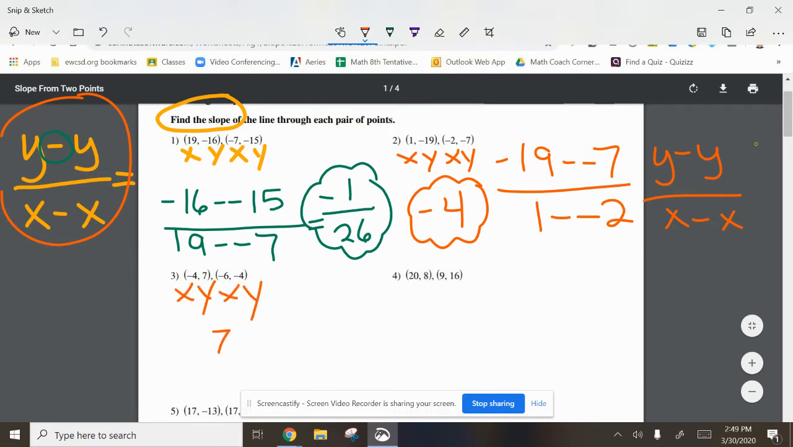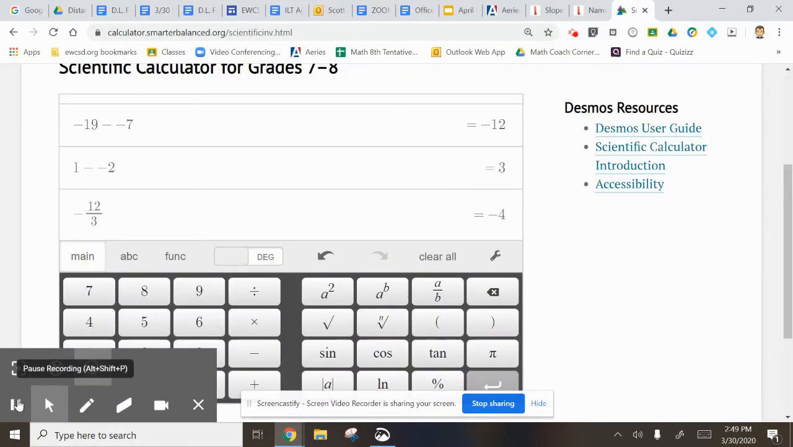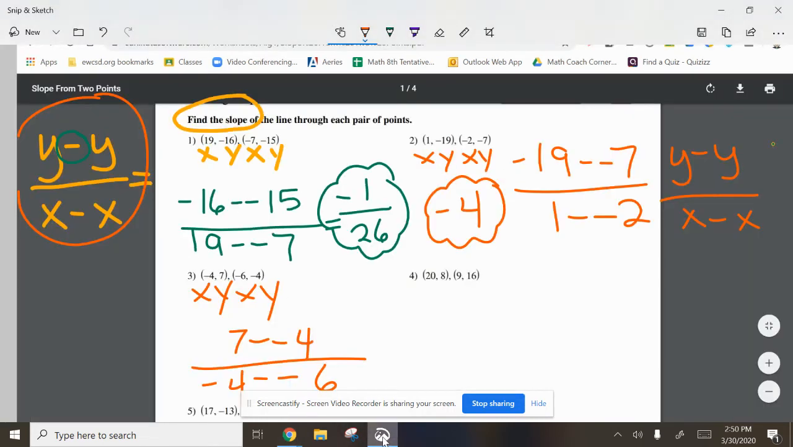Go ahead and solve this one. 7 minus negative 4 over negative 4 minus negative 6, right? Make sure I set that up right. And go ahead and plug that into your calculator. See what you get. And if we plug it in, we're going to get 11 over 2. Okay, so that's our slope on this one, 11 over 2. And that's just how you would write this.